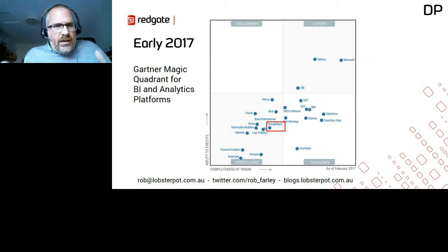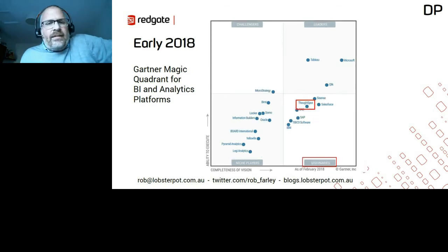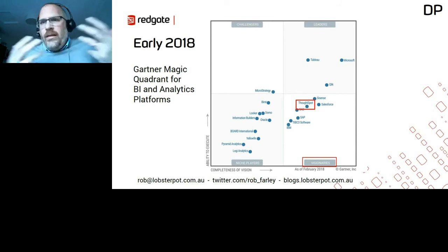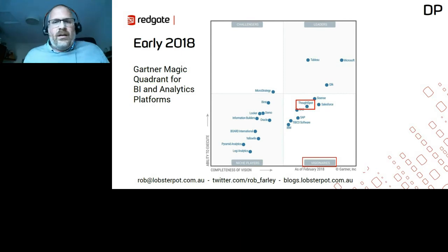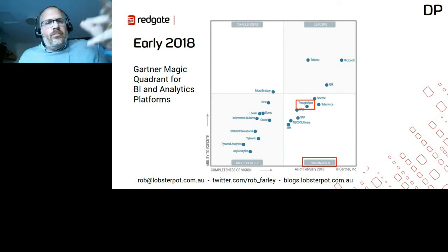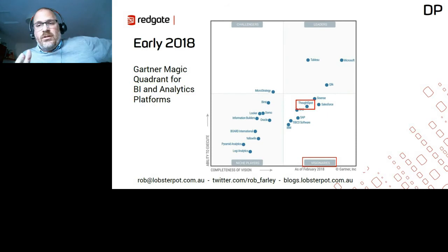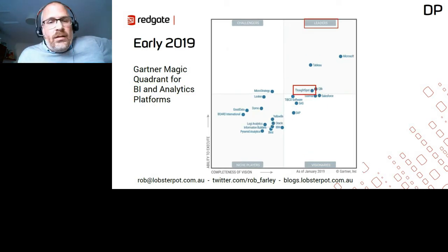A year later, 2018, they had moved up and to the right, and in fact, they had moved from the niche player quadrant across to visionaries. Now, they would have talked a ton about this. They would have been really excited about it, but a year later, they've moved up into the leaders quadrant. The only other leaders there in early 2019 were Microsoft, Tableau, and Qlik.